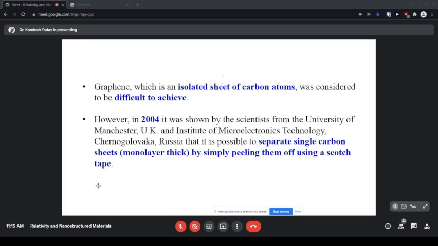But the question is how to obtain a single layer of graphite. Can anybody tell me how to obtain a single layer of graphite? If I want a single layer of graphite, what should be done? We will use some technique to get that layer. Which technique?